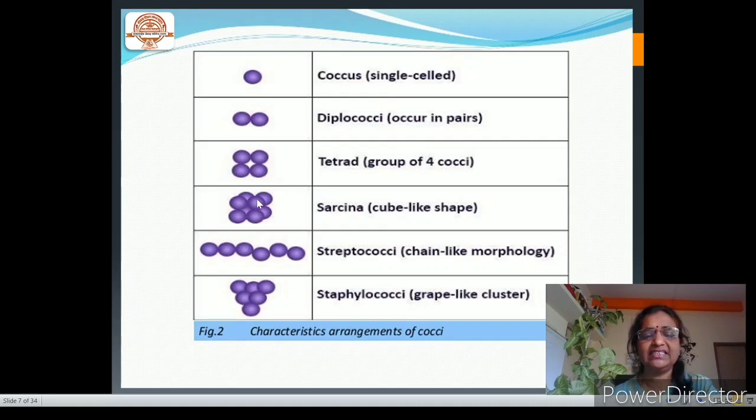This one is the Sarcini. Sarcini is the group of 8 cocci, 4 in front and 4 in back. That typical arrangement is called Sarcini. And next is streptococci, cocci in chain, and the last one is cocci in bunches. This is the typical arrangement in case of the cocci.